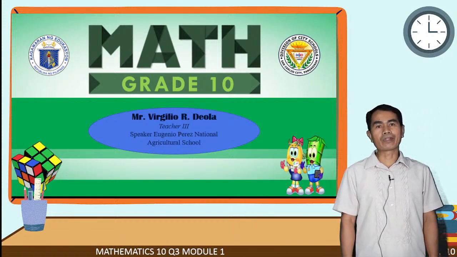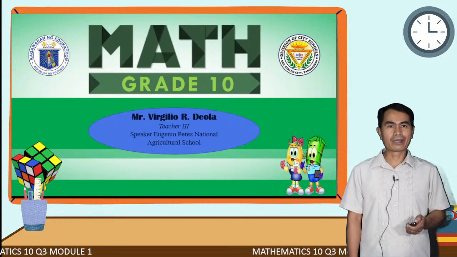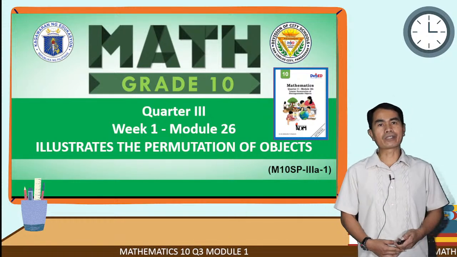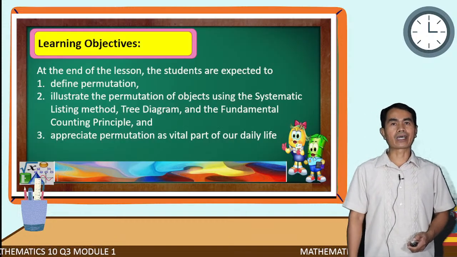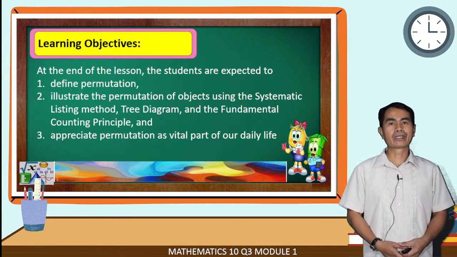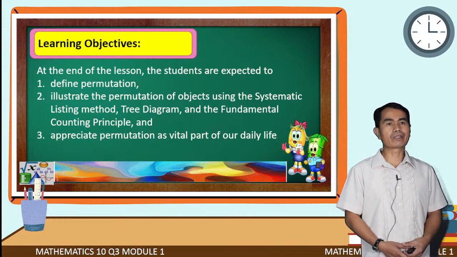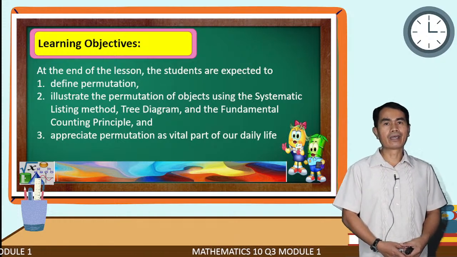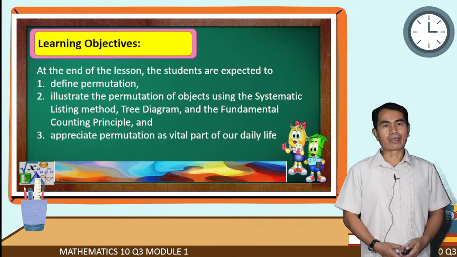Our topic for today is all about permutation of objects. This is the first competency of third quarter of grade 10 mathematics. So this is for week 1. And these are our learning objectives. First, define permutation. Second, illustrate the permutation of objects using the systematic listing method, the tree diagram, and the fundamental counting principle. And third, appreciate permutation as vital part of our daily life. Okay.